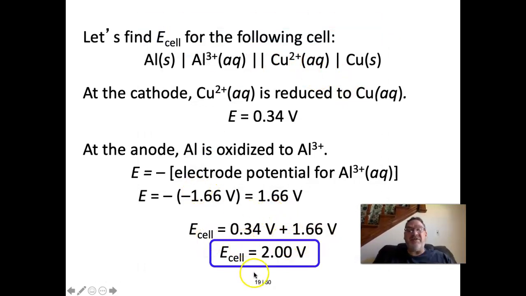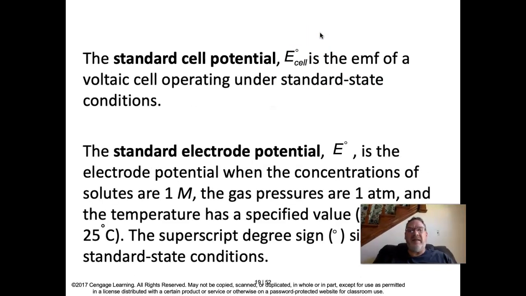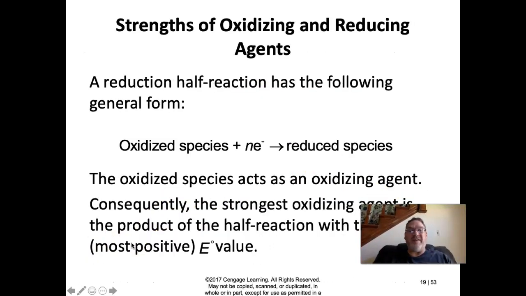And then you just add the two together. And that's going to be important. E cell is going to be your anode plus the cathode. Table 19.1 is going to be a great reference table for you. Continue to use it knowing, hey, my oxidation potential is just the change in sign from the reduction potential. Again, most of these are measured at a standard state, 1 atmosphere, 1 molar solution, 25 degrees Celsius.